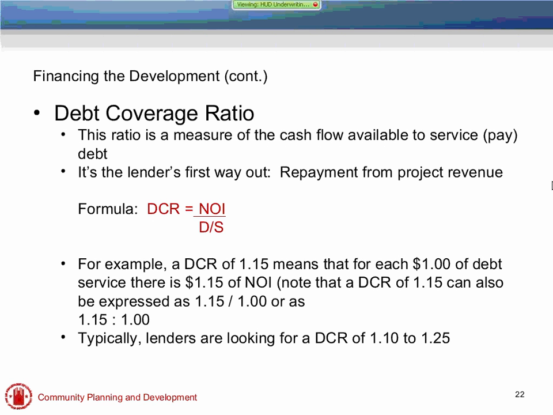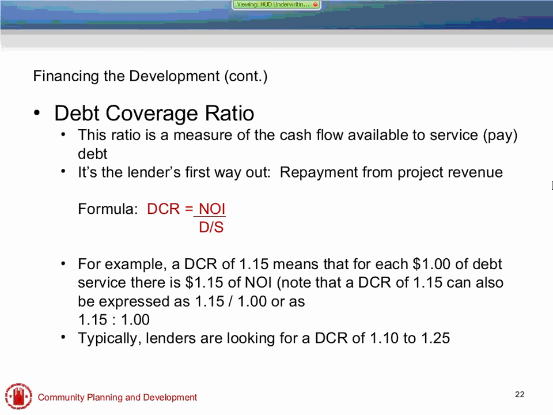What we're trying to measure with debt coverage ratio is how much money is available to repay the loan in comparison to what has to be paid. What has to be paid is the debt service. What's available to repay the loan is the property's net operating income. So the debt coverage ratio compares net operating income to debt service. For example, if we have a debt coverage ratio on a property of 1.15, it means that for every dollar of debt service that has to be paid, there is about $1.15 of net operating income.